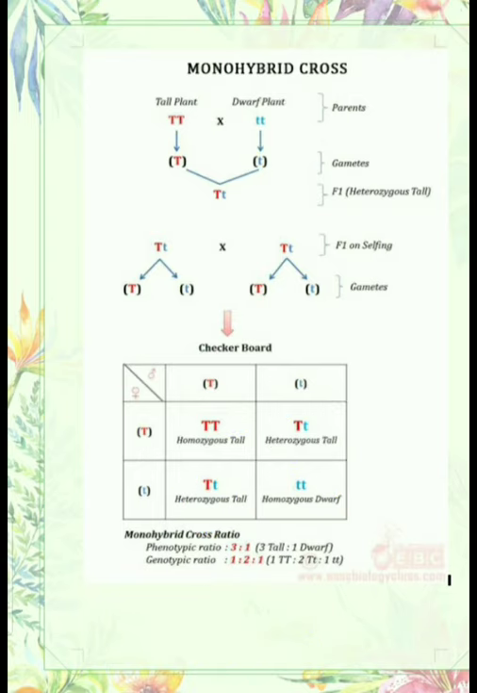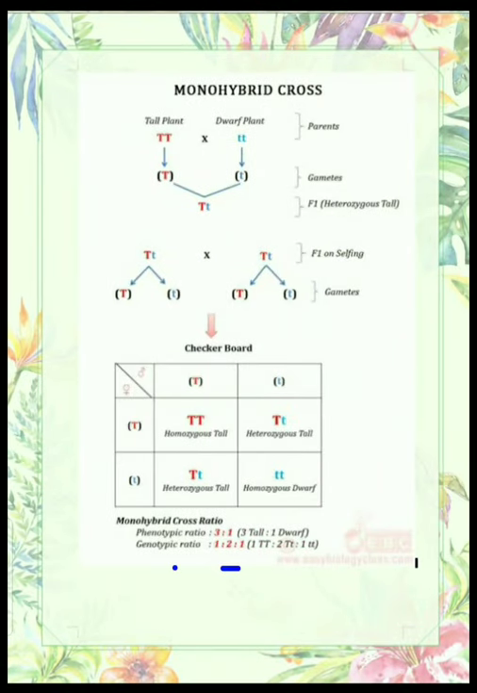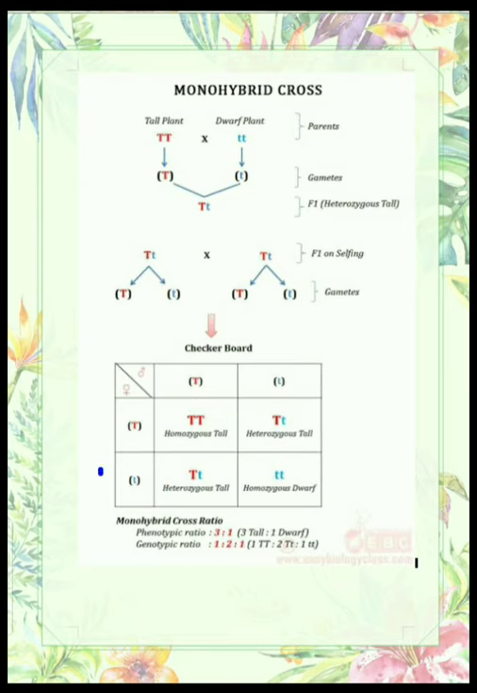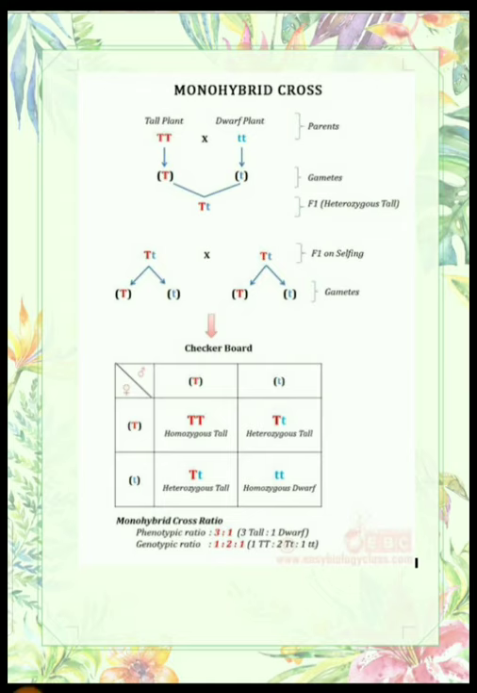So the phenotypic ratio, that is the physical appearance, is 3:1, and the genotypic ratio is 1:2:1. How 1:2:1? One is capital T capital T, two are capital T small t, and one is small t small t. So one plant is capital T capital T, two are capital T small t, and one is small t small t. That's why the ratio is 1:2:1. This is the genotypic ratio, and 3:1 is the phenotypic ratio. This is about the monohybrid cross.